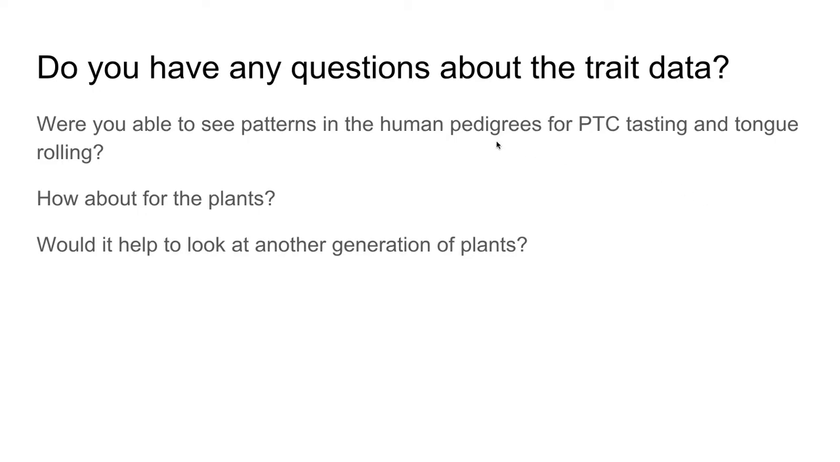Were you able to see patterns in the human pedigrees for PTC tasting and tongue rolling? How about for the plants? Now, if you remember in the plants, I have a class set, and we can look at those in class, and you can see that Group A, they're all purple stems. Group B, they're all green stems. And then I have Group C, 2 purple stems and 2 green stems.